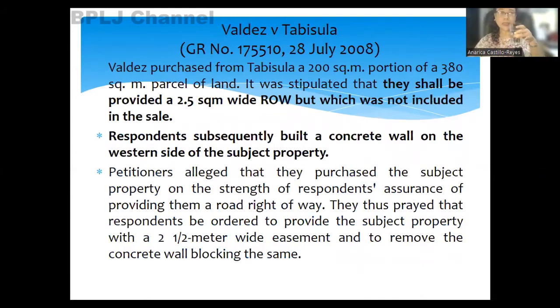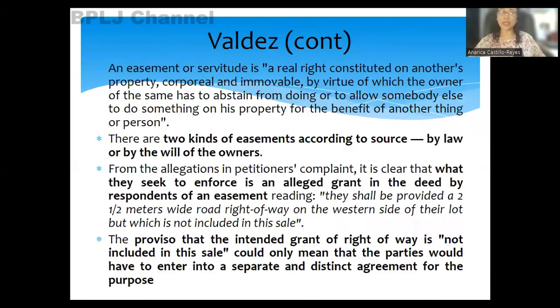Okay? We now go to the case of Valdez versus Tabasuda. In this case, Valdez bought from Tabasuda a 200 square meter portion of a parcel of land. Okay, it was agreed that they will be provided a 2.5 square meter right of way, but which was not included in the said sale. Now, the respondents built a concrete wall on the western side of the subject property. In this case, again, the Supreme Court discussed the two kinds of easements, legal as well as voluntary easements.